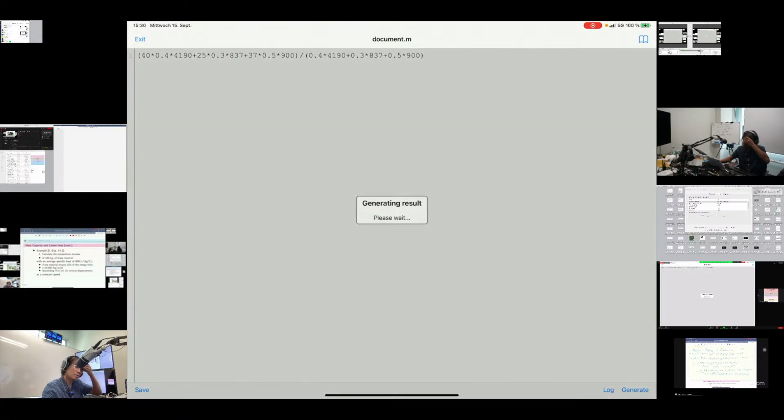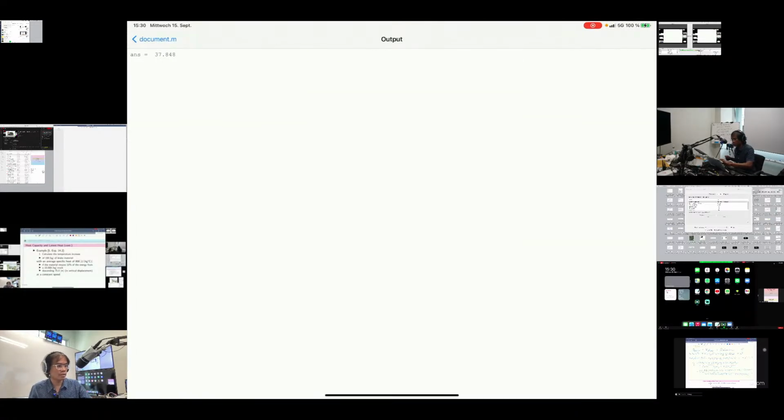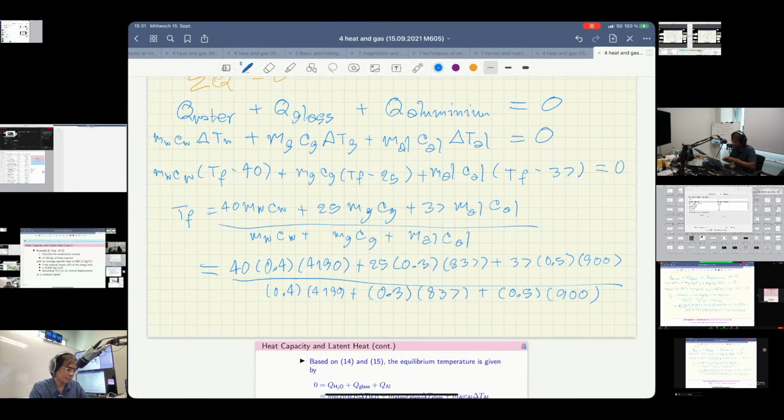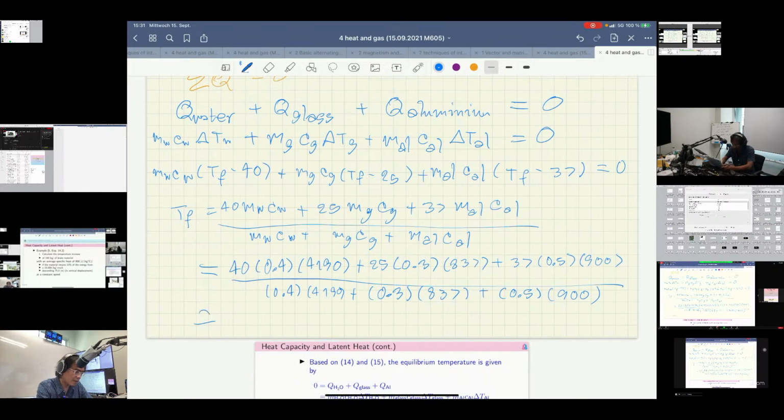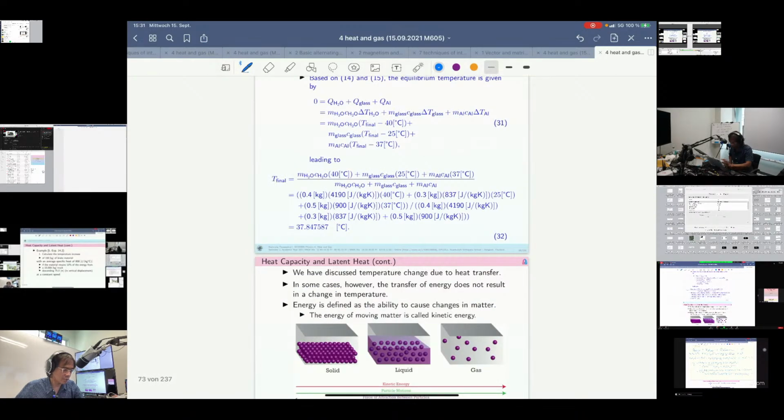Generate. 37.848. Okay, 37.848. That's the final temperature. Okay, the final temperature in degrees Celsius, right? It will be about this. Let's check the result. Okay, it's 37.847, right? Okay, it's all right, it's correct.